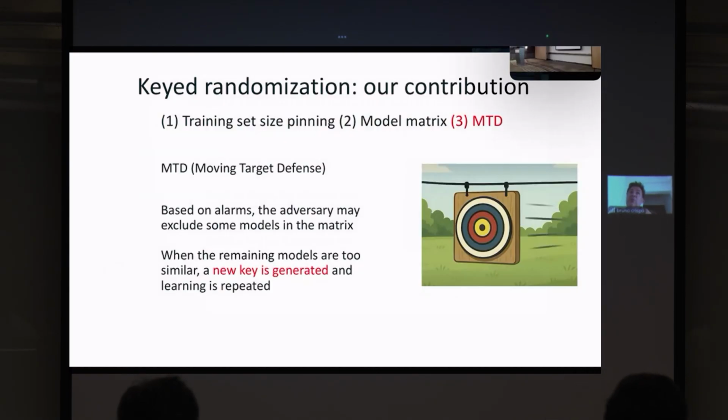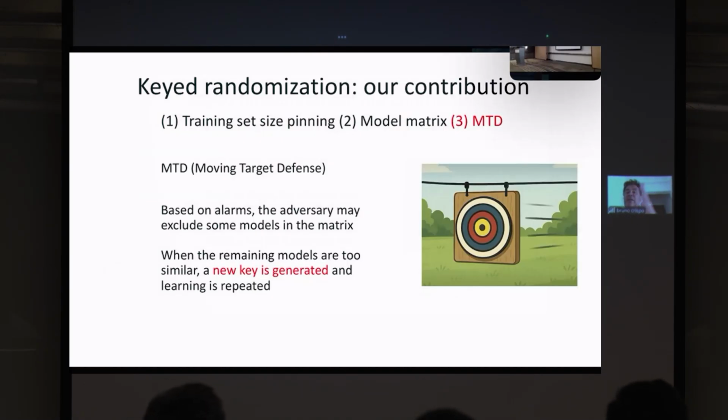In order to address this problem too, we introduce this element of moving target defense, because by monitoring the result of the classifier, we see if the classifier of the attacker gets close to the defender's, and when it gets too close, essentially we refresh the key. We refresh the key, the defender goes again for a new training, and we generate a new classifier. Then the attacker has to start again from scratch.